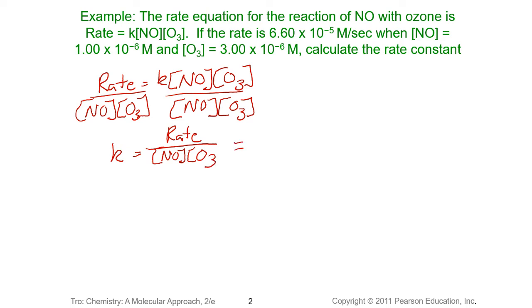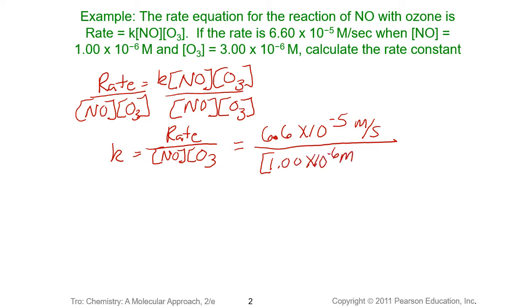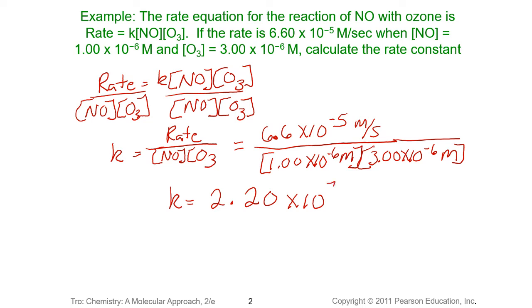So we can plug these numbers in. We've got the rate with units of molarity per second divided by our concentration of nitrogen monoxide and our concentration of ozone. So our constant is 2.20 times 10 to the 7th.